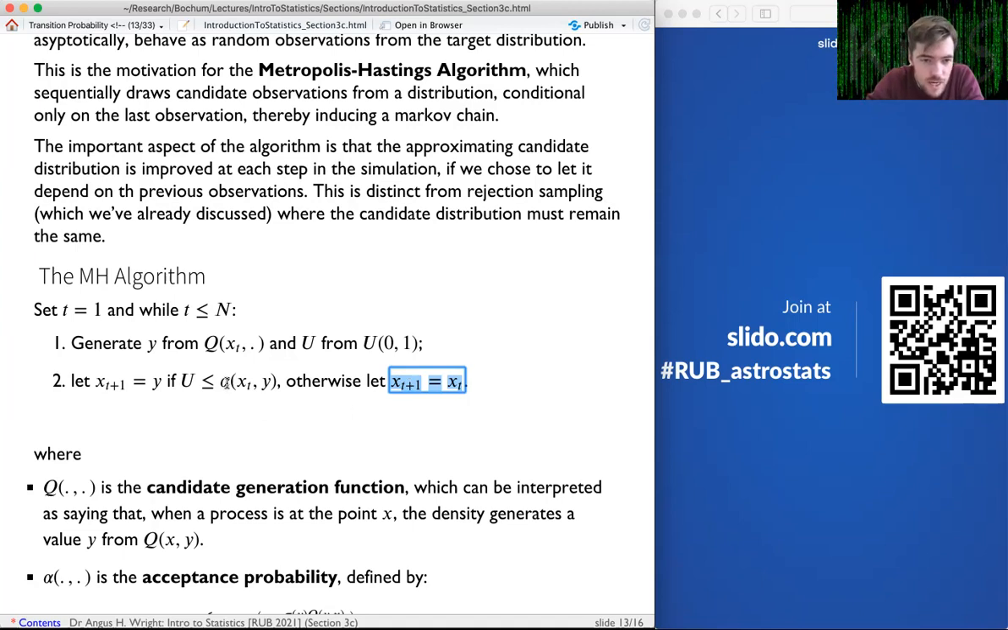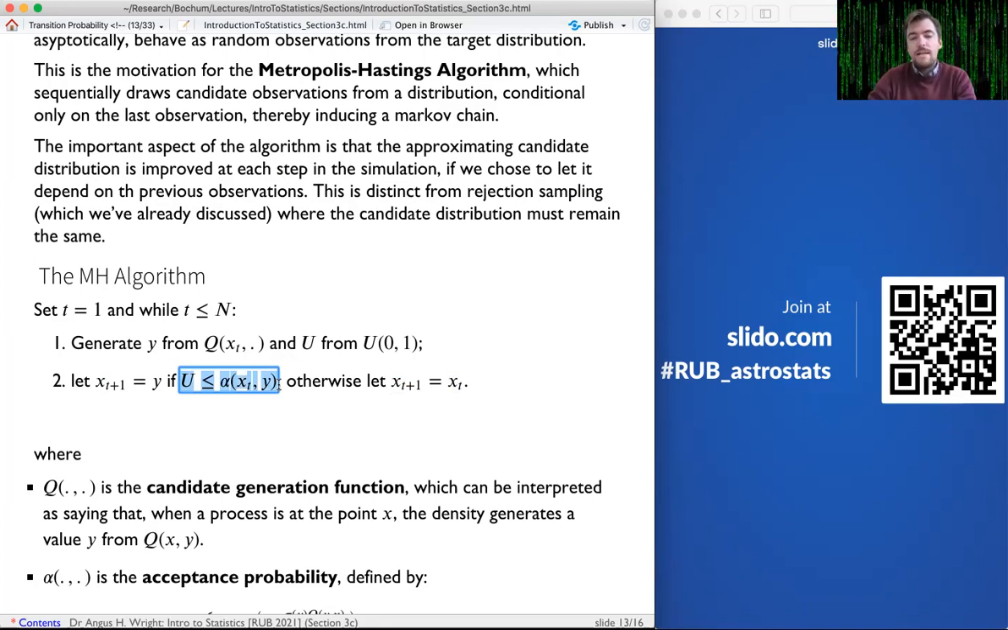So this is what this function here does, this u is less than alpha of xty. It says, okay, I've generated a point over there. The probability density over there is 20%. Do I want to take that as my next sample? I roll a dice, the dice comes up 10%, and I go, yep, I'm going. And I move over there.